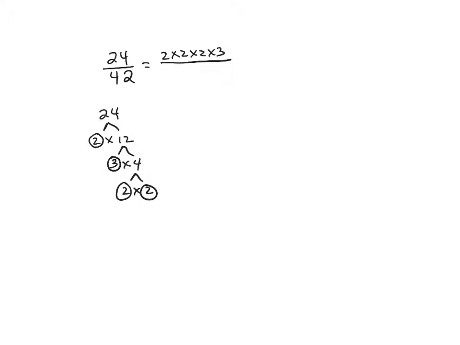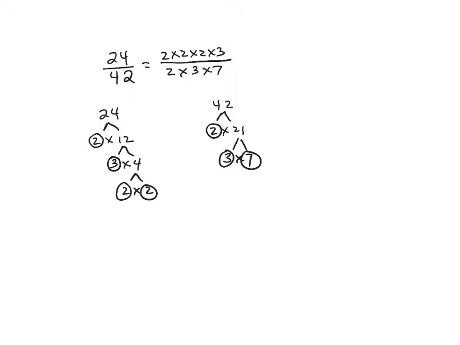I can do the same thing with 42. I'm going to take 42 and prime factor that. So I could say, well, it's 2 times 21. I'm going to circle my 2 because that is a prime number. 21 could be 3 times 7, which are both prime. So 42 could be written as 2 times 3 times 7. Once I do that, I see that both 24 and 42 have some common factors.